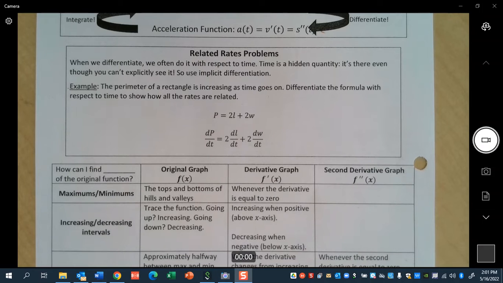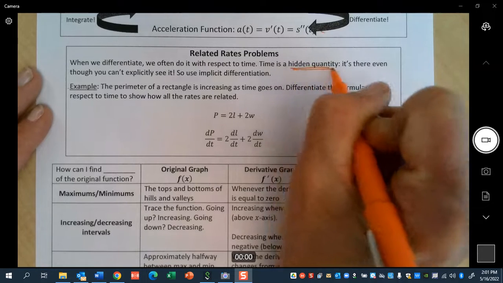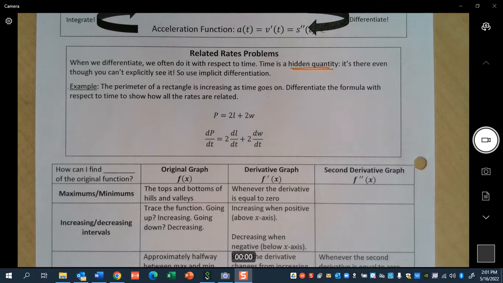When we have a related rate problem, we introduce a new variable and we do it with respect to time. So we differentiate the whole thing. Time represents what we refer to as a hidden quantity. It's there even though we really can't see it. So that implicit differentiation that we do is where we just differentiate everything and then we solve for what we need as we go.